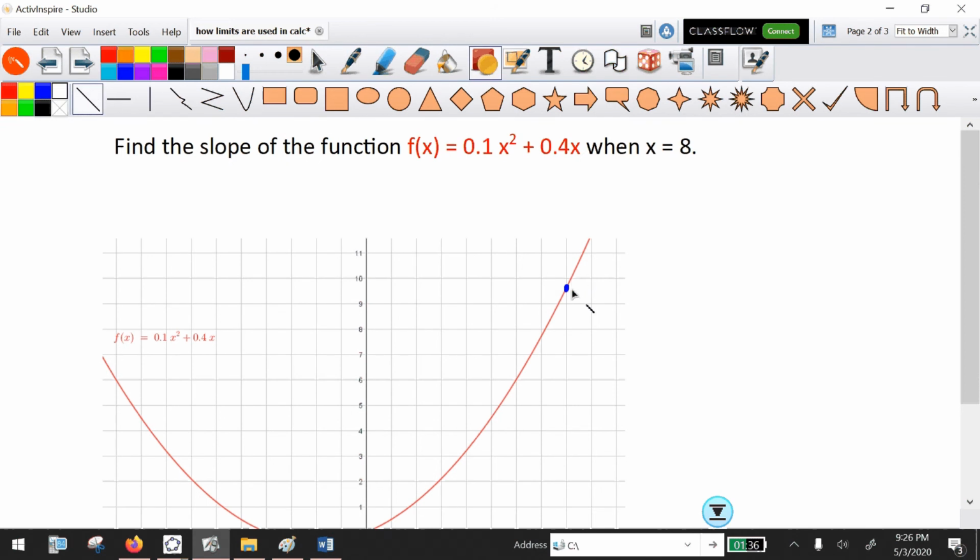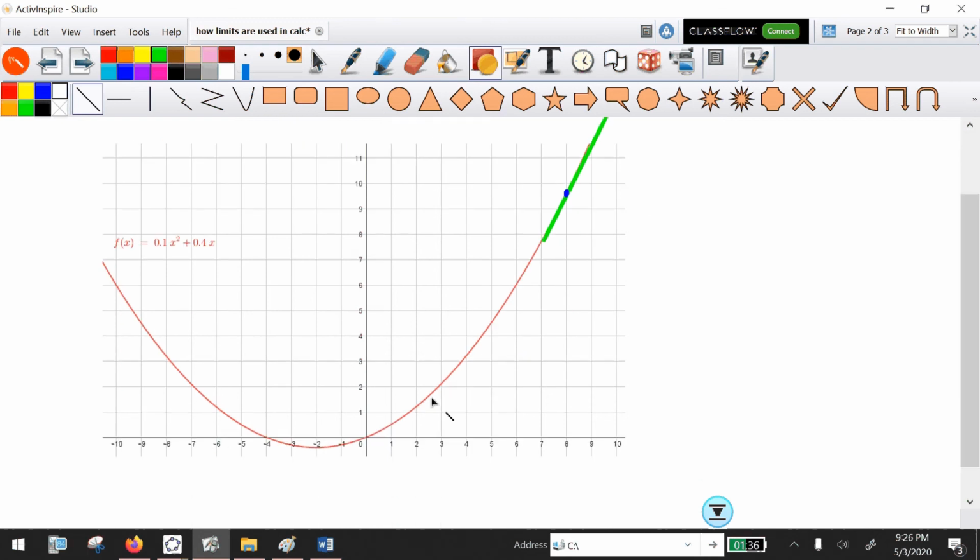We can see that the steepness at this point, 8, is about this, right? And it looks more steep than it is at 3, for instance. If we were down here at 3, that has a different steepness. These two lines are not the same. So we actually use limits to answer this question.